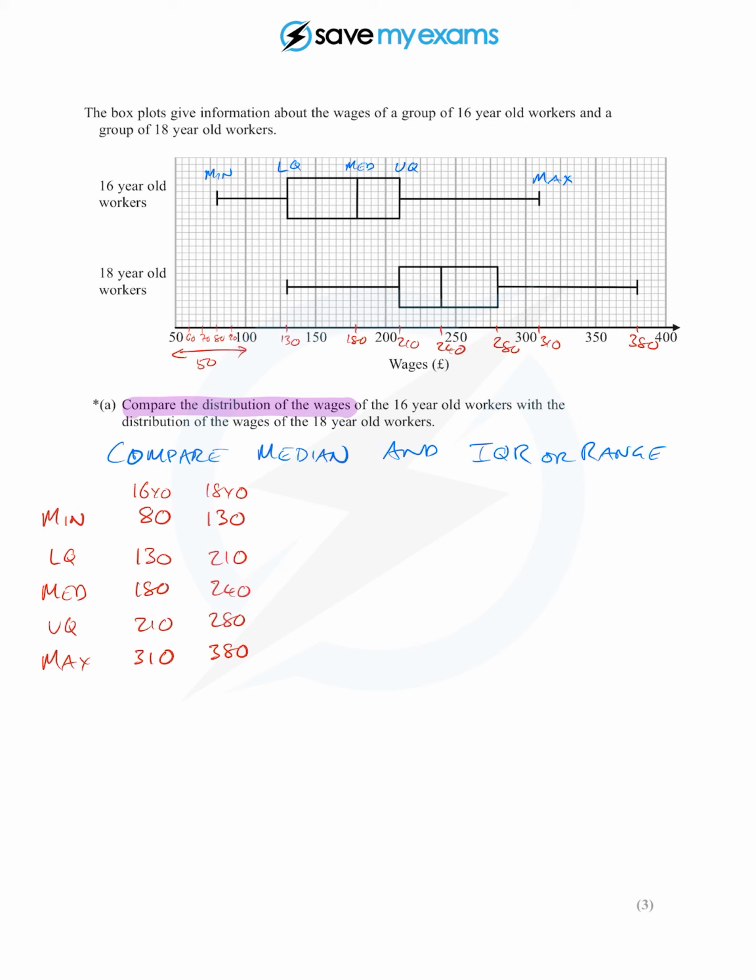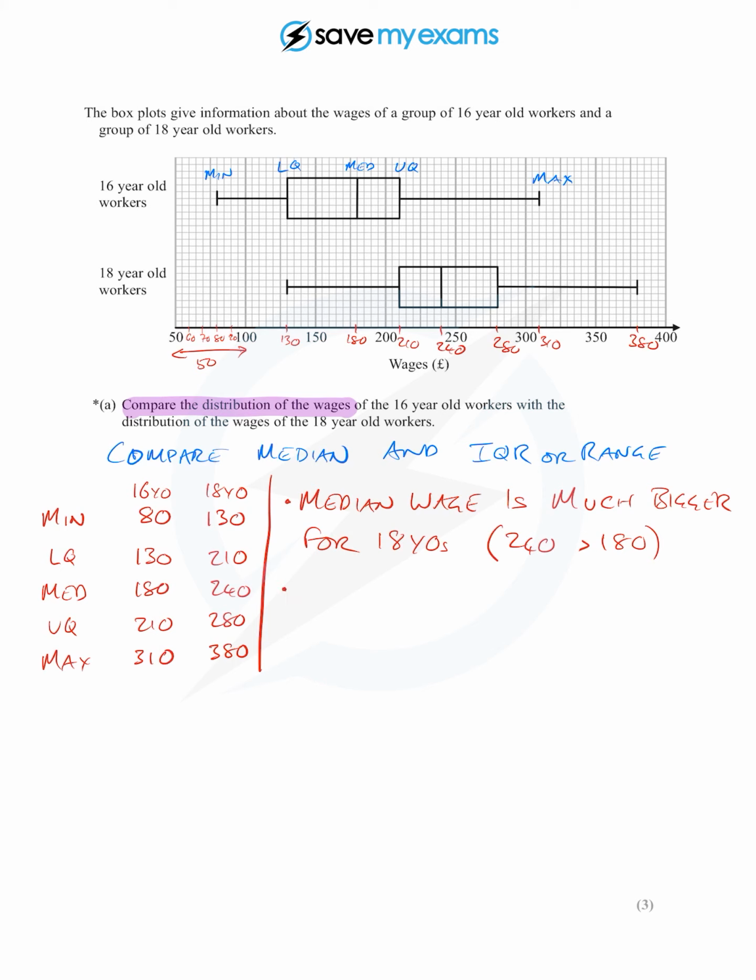So let's now compare what we need to compare. So we can say, let's compare the medians. So we've got the figures, but we can say the median wage is much bigger, really quite a lot bigger actually, much bigger for 18-year-olds. Okay, and we can say, if you like, 240 is obviously quite a lot bigger than 180. So that's one of our comparisons, and then let's do another comparison.